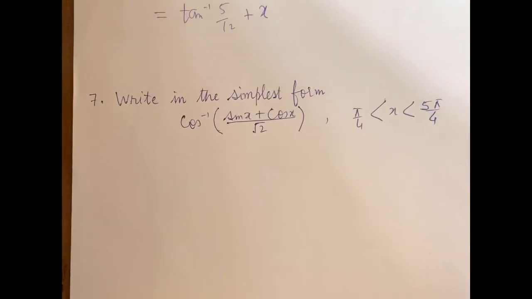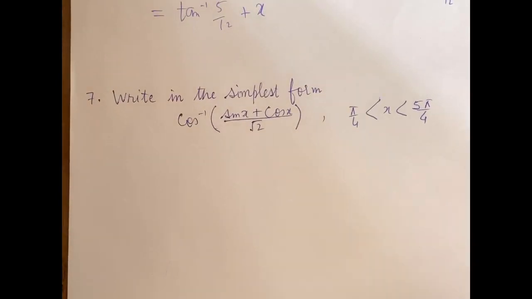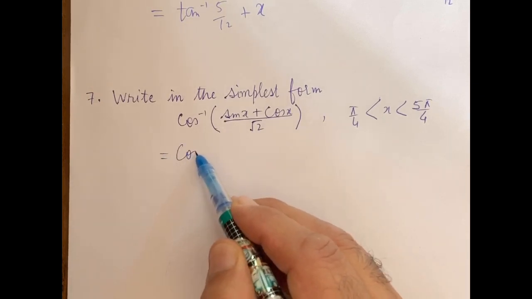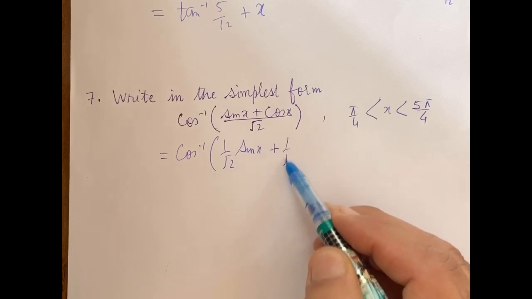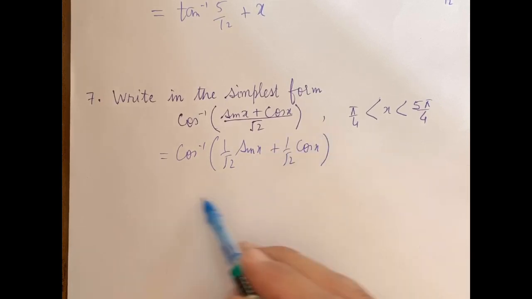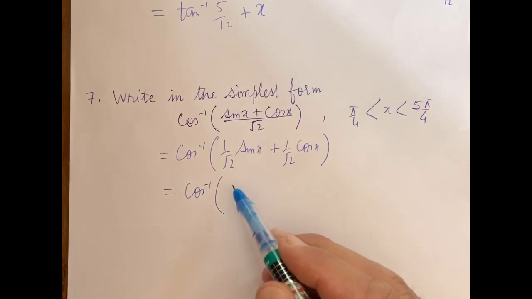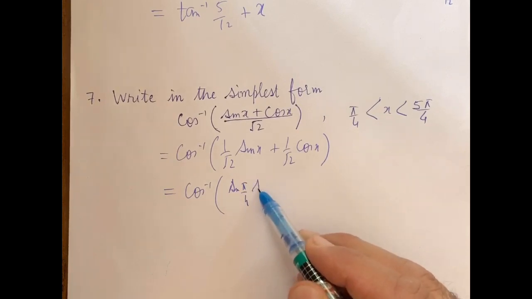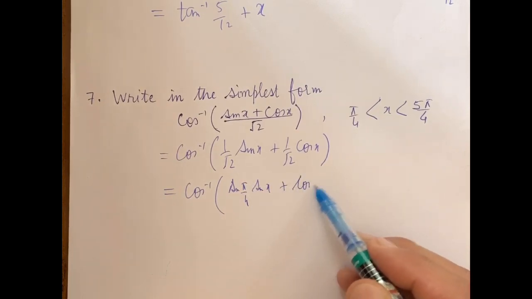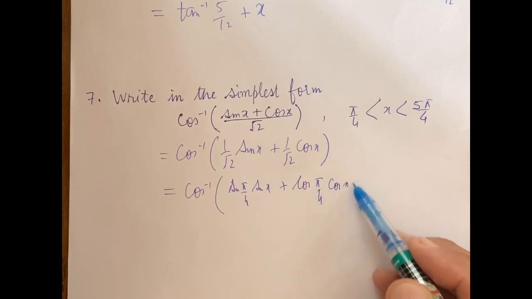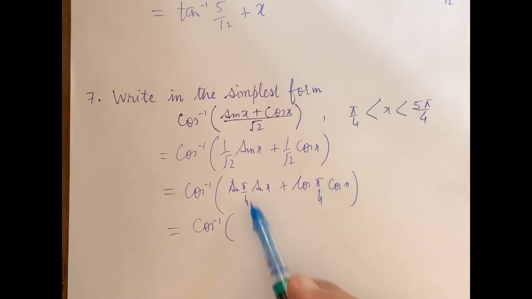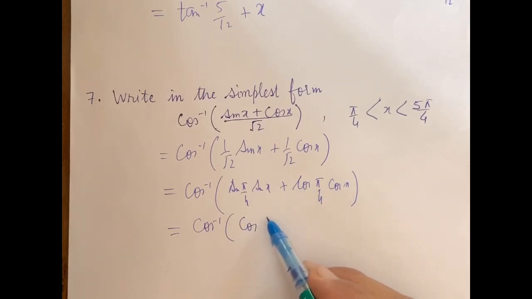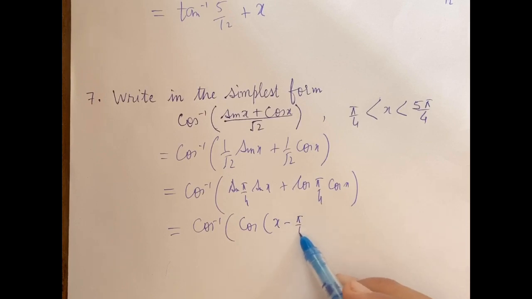The next one, this can be written cos inverse of 1 by root 2 into sine of x plus 1 by root 2 into cos of x. That is cos inverse of, 1 by root 2 is sine of pi by 4, into sine of x plus cos pi by 4 into cos of x. This is cos inverse of, cos A cos B plus sine A sine B is cos of A minus B, x minus pi by 4.